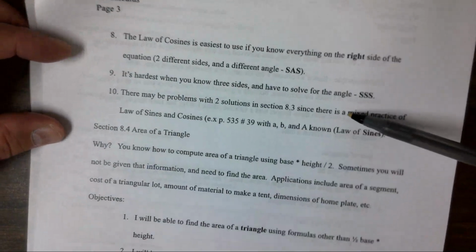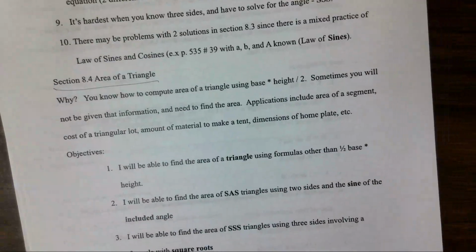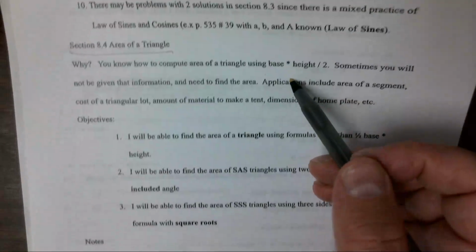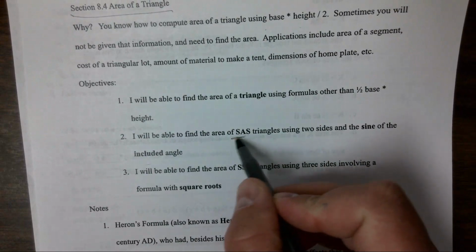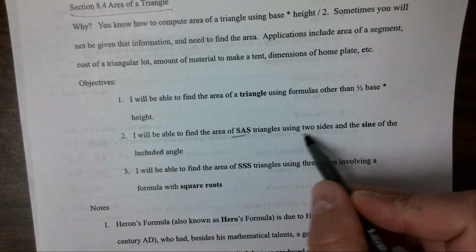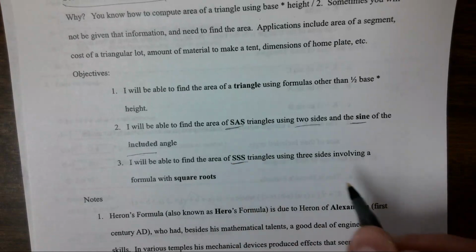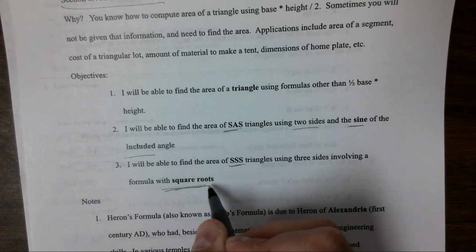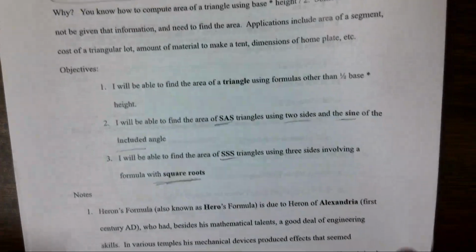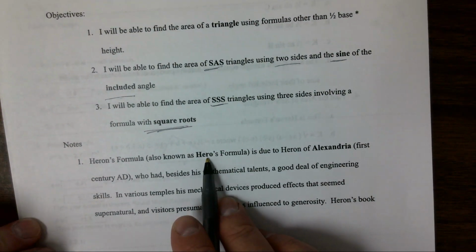Now, right after that, in the same assignment, we're doing 8.4 area of a triangle. And the basic one is just base times height divided by 2. But what if you have a side angle side where you don't have a height? Then you're going to have 2 sides and the sine of the angle. And then if it's side, side, side, you're going to have a formula with square roots. And that's the worst one, just because there's so much calculator manipulation. So it's going to be called Hero or Heron's formula.